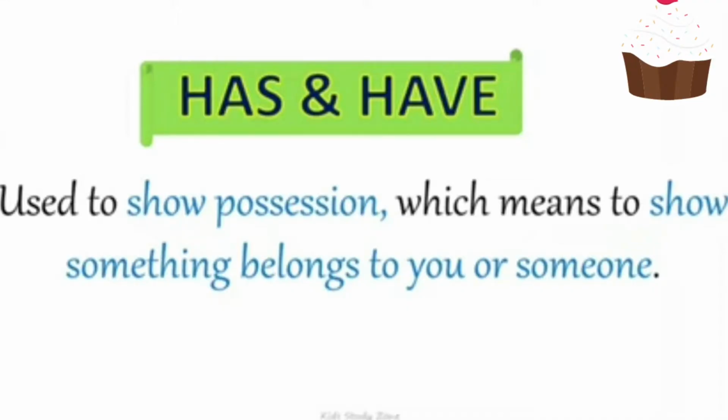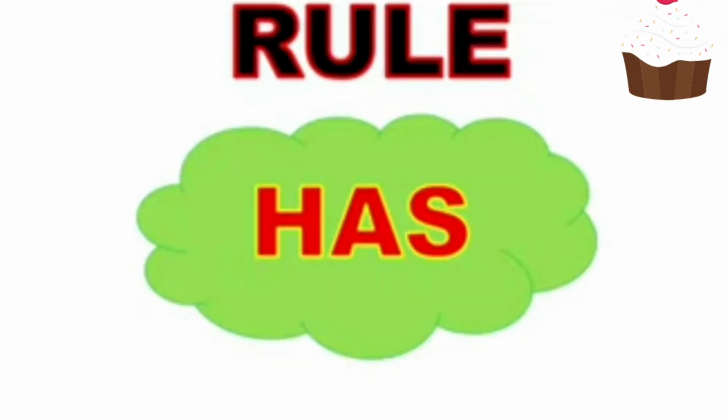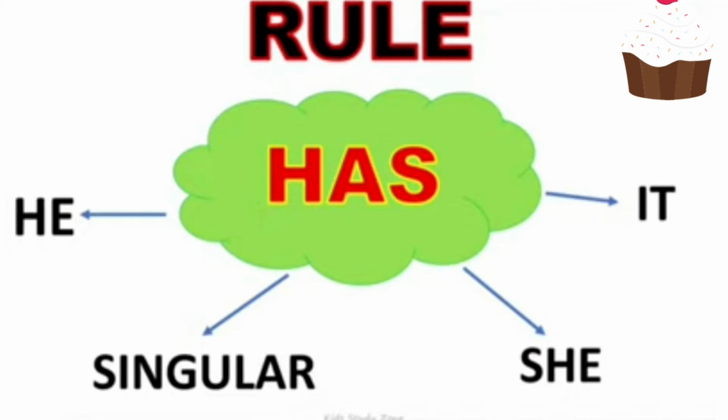Before moving ahead, we have to know that has and have are used to show possession, which means to show something belongs to you or someone else. Now, let us see the rule when to use has. We use has with he, she, it, and singular noun.